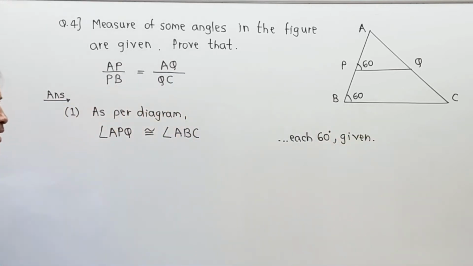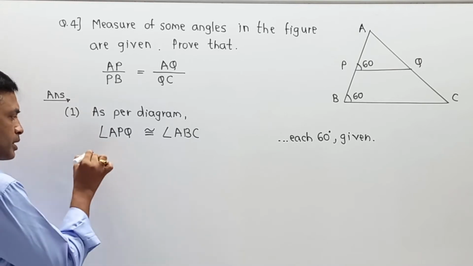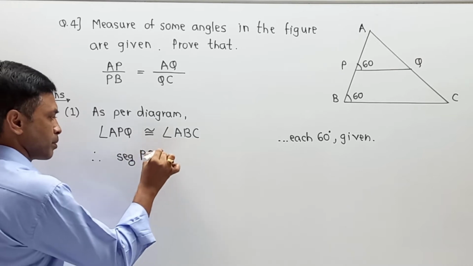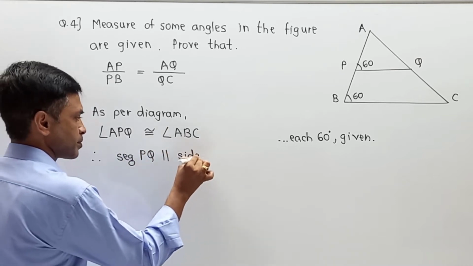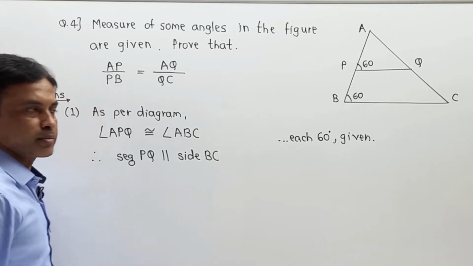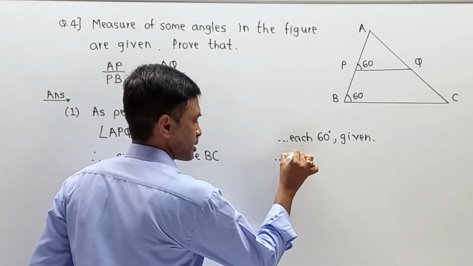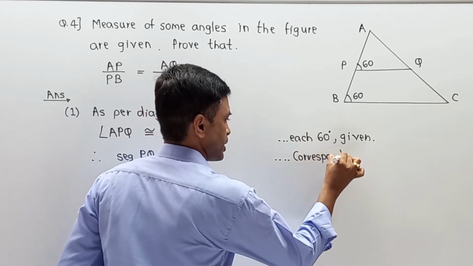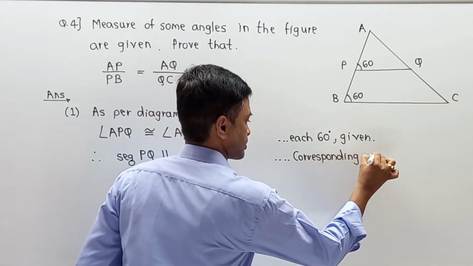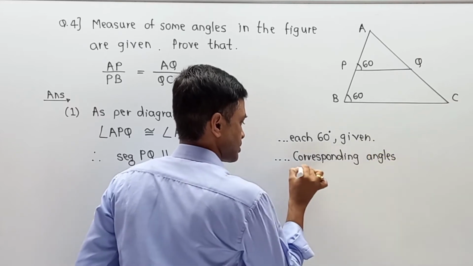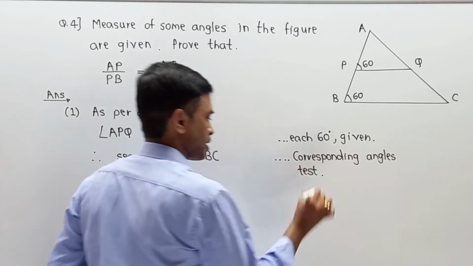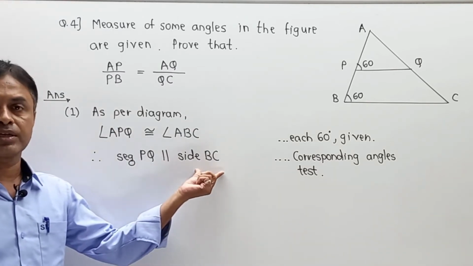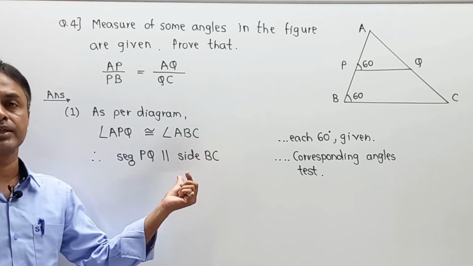Therefore, we can say that line PQ is parallel to BC. Therefore, segment PQ is parallel to side BC. And the reason is the corresponding angles test. Now, as PQ is parallel to BC, we can use the basic proportionality theorem over here.